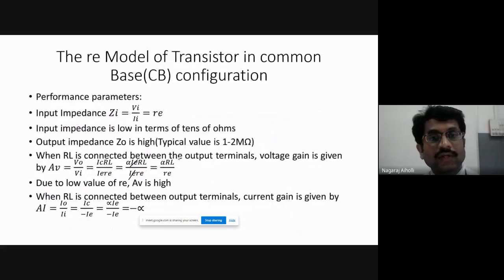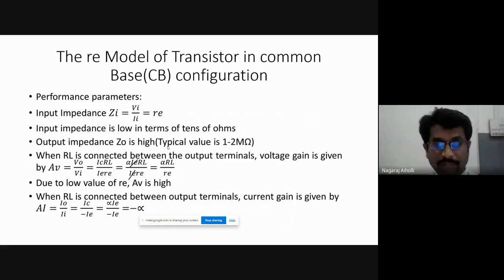Next is the RE model of the transistor in common base configuration. We are finding out certain performance parameters. Whenever we use the word performance parameters, it means the input impedance, output impedance, current gain, and voltage gain. We have to find out these four parameters.